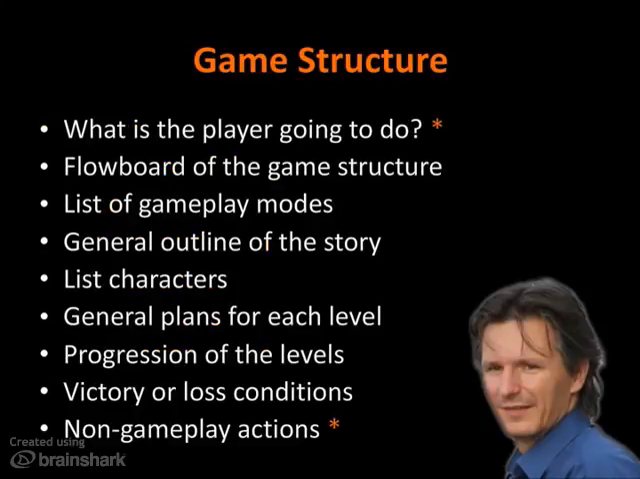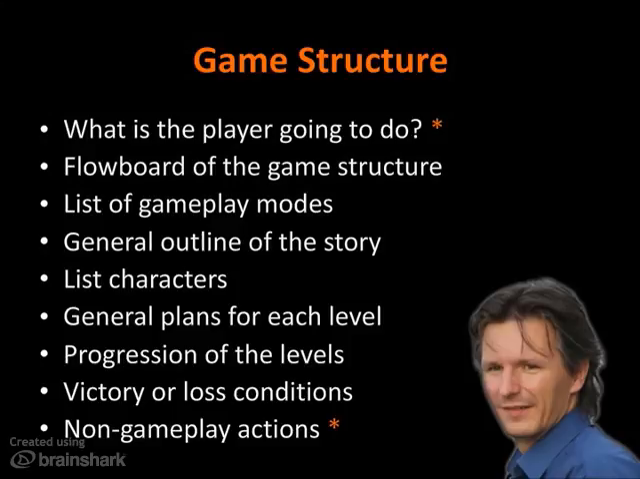For describing the game structure, you can do the following things. First, you can decide what the player is going to do in your game. This part we covered already in the gameplay. Then you can describe the game structure with the flowboards. You can list gameplay modes. You can write the general outline for the story. You can list your game characters.